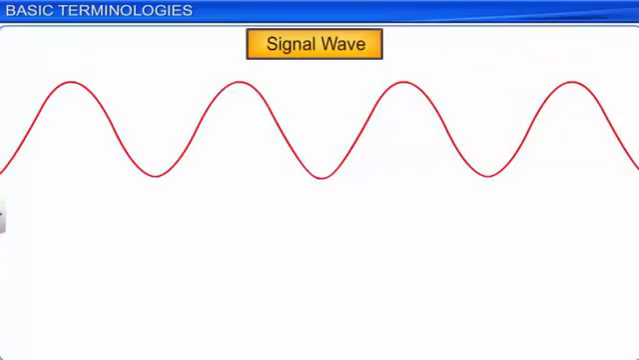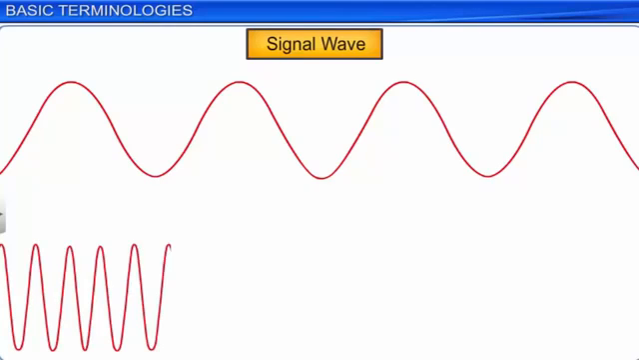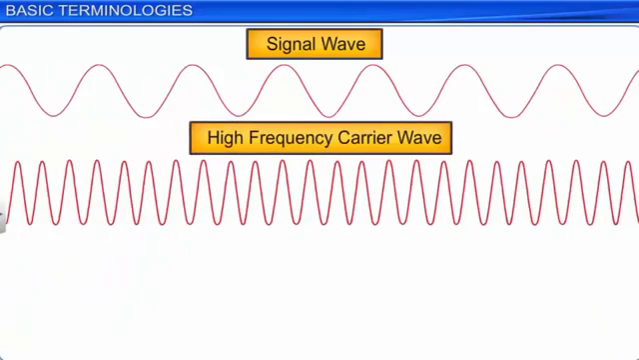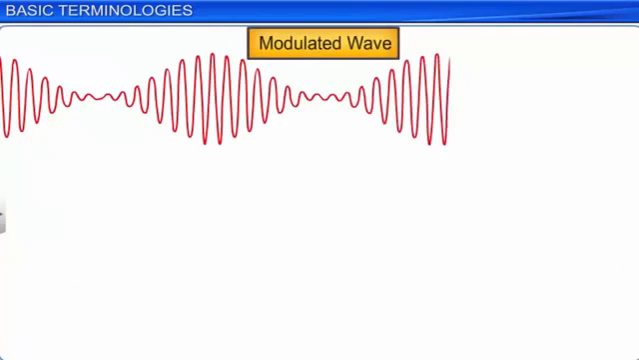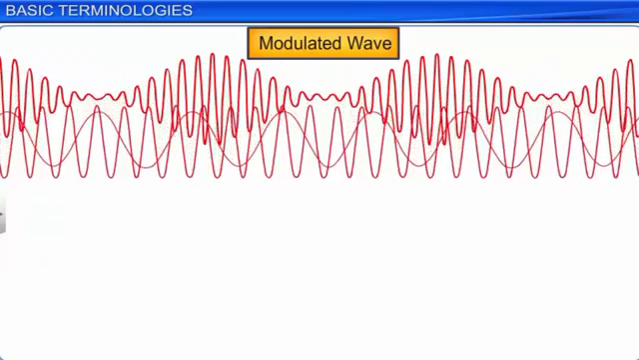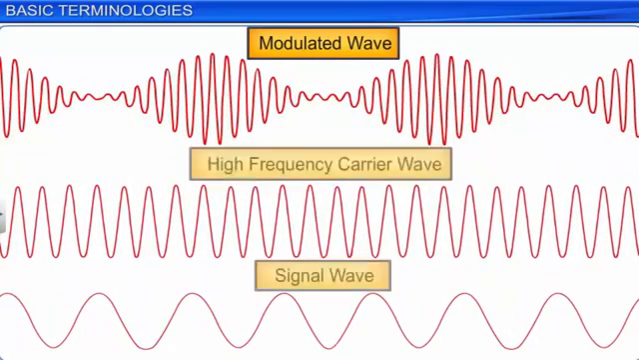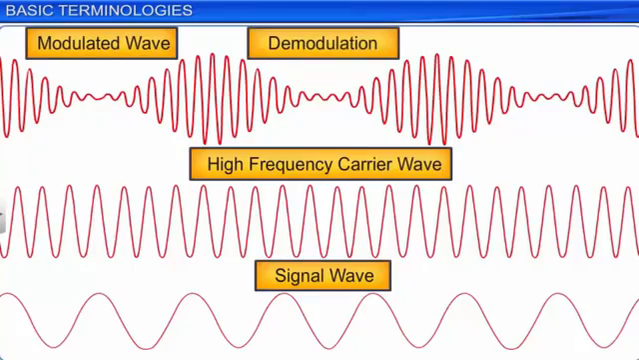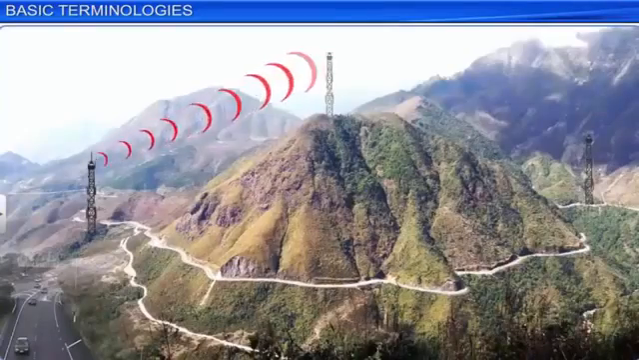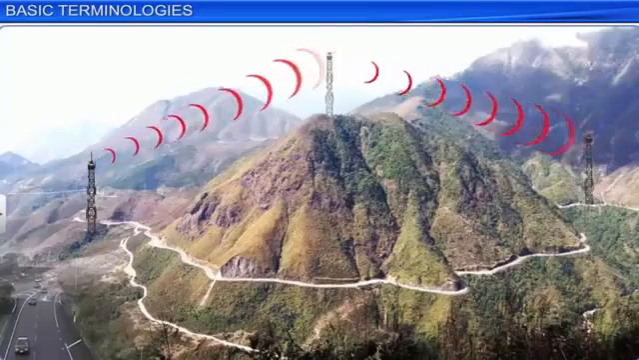To increase the range of a low-frequency signal, the transmitter superimposes the low-frequency message signal on a high-frequency carrier wave. This process is called modulation. When a modulated wave reaches a receiver, the low-frequency message signal is retrieved from the high-frequency carrier wave. This process is called demodulation. Amplification and modulation can increase the range of a signal only to a limited extent.